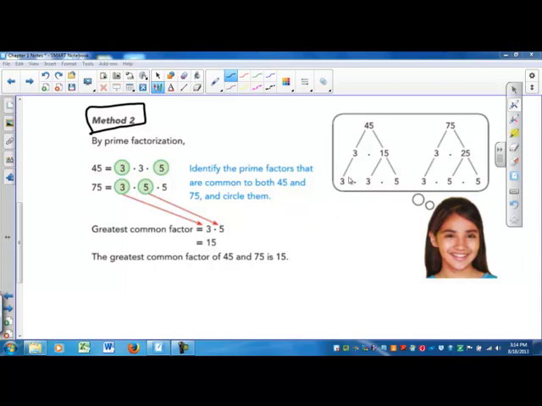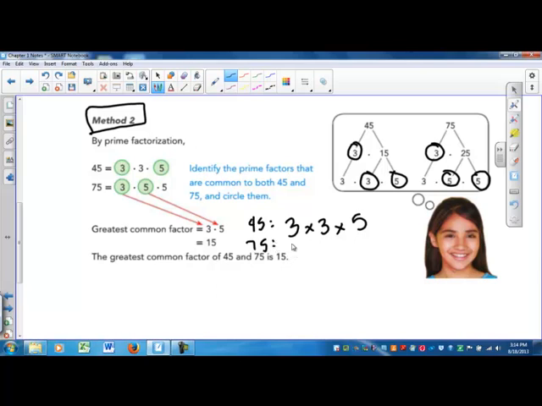The only thing they did differently, I would have circled here. We always circle prime numbers, if you'll remember from the last learning target. So when you circle them as primes, when you're doing GCF, we would write this out as 3 times 3 times 5. That's 45. And then for 75, we would do 3 times 5 times 5.